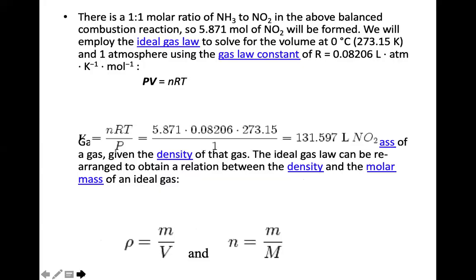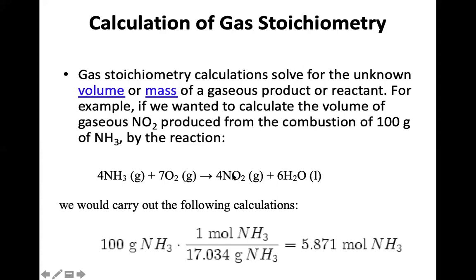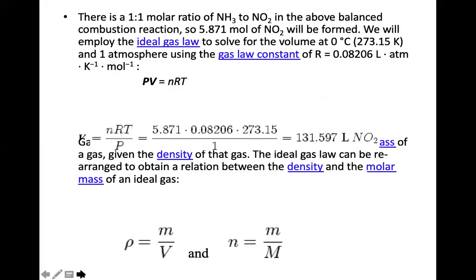There is a 1:1 molar ratio of ammonia to nitrous oxide. Here you can see nitrous oxide 4 mole and ammonia also 4 mole, so 1:1 ratio in the above balanced combustion reaction. So 5.871 mole of nitrous oxide will be formed.